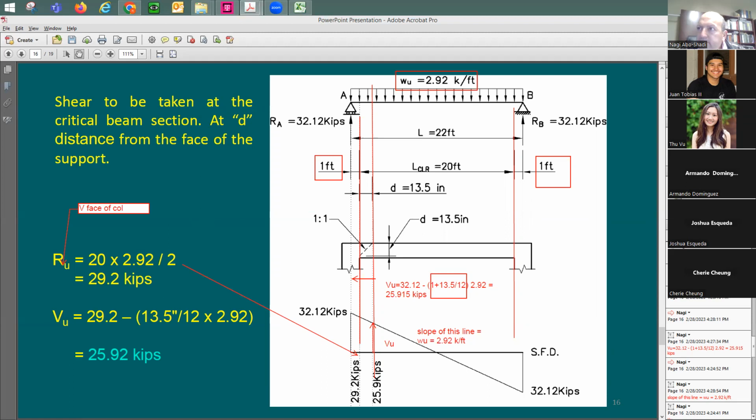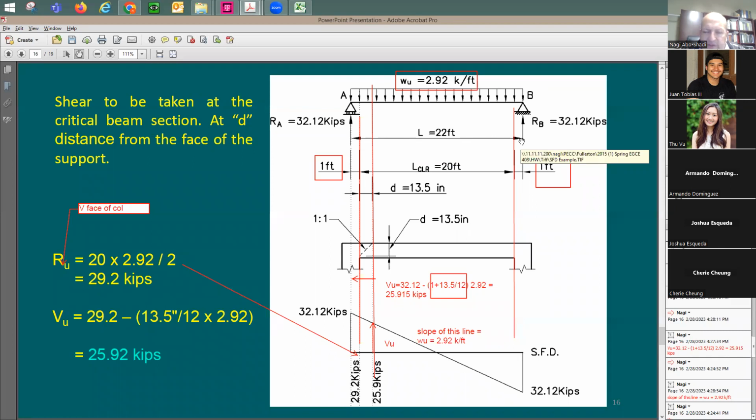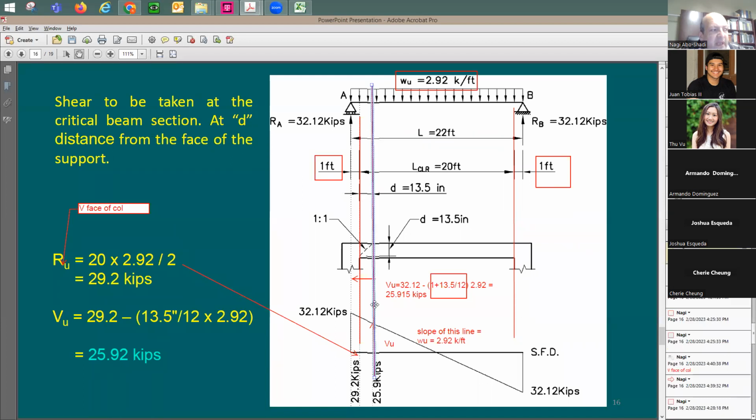Professor, could you go over V sub U again? Sure. How we came up with this V sub U? Yes. So you have some load applied on the beam, and for this load you have a center to center span of 22 feet. What we'd like to do is find the critical section for shear, which is going to be here. If this is the shear diagram, this is the shear demand on the beam. This is V sub U, this value here.